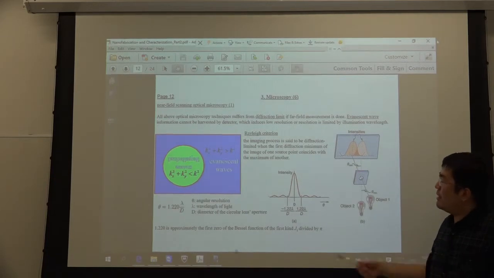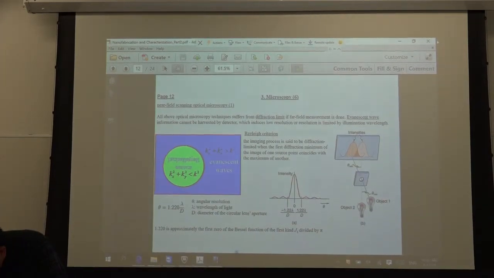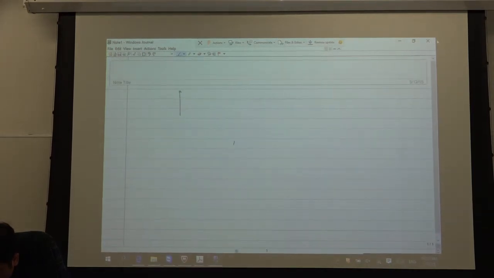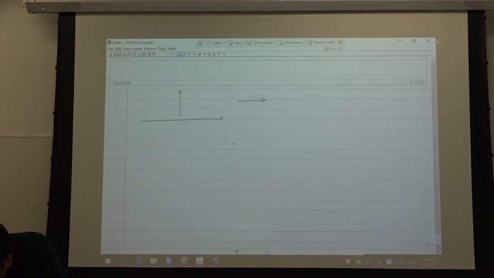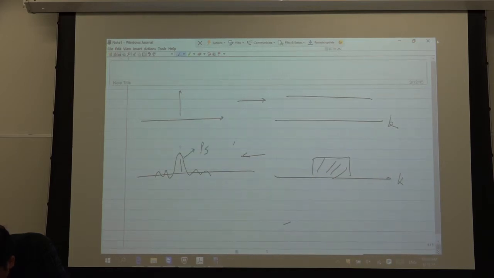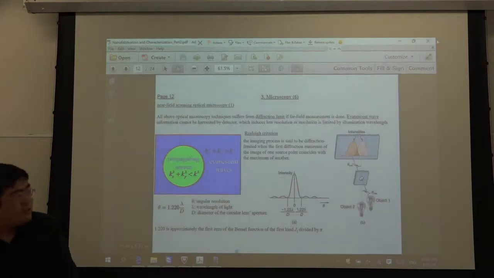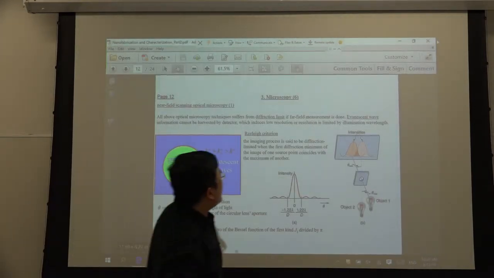I taught this many times. Initially you have this delta source, so its spectrum in the k domain is something like this. But in fact, in the far field, you only capture this information. So finally you just get something like this. They call it the point spread function.